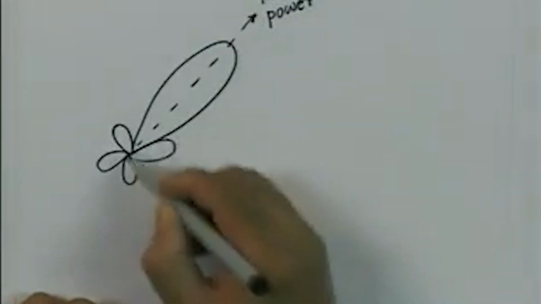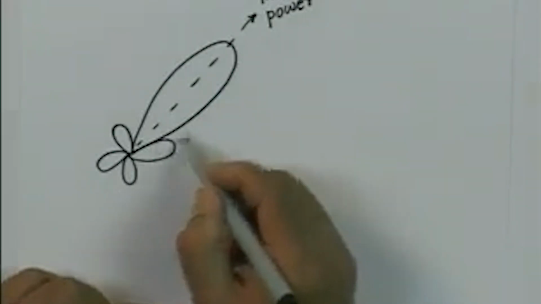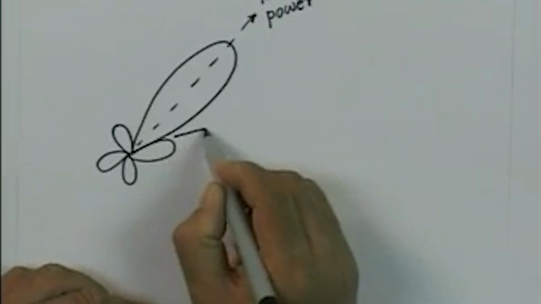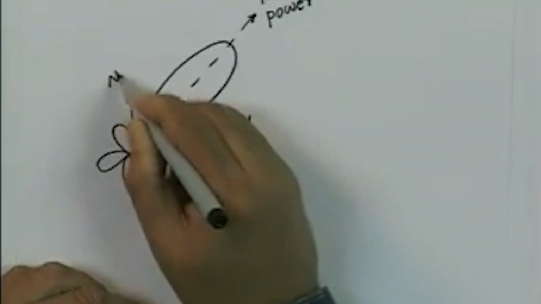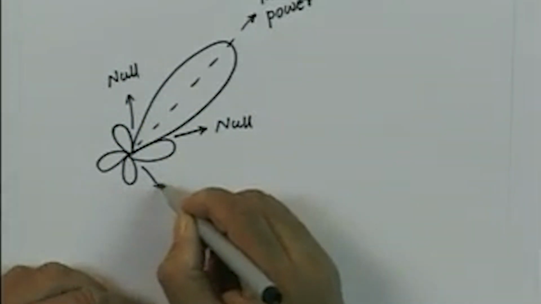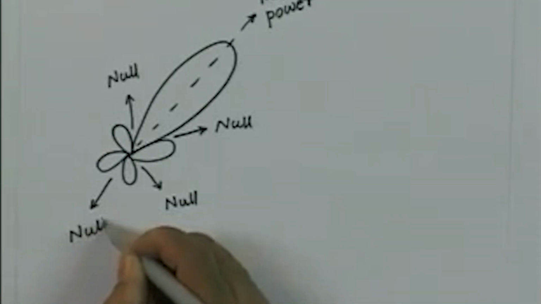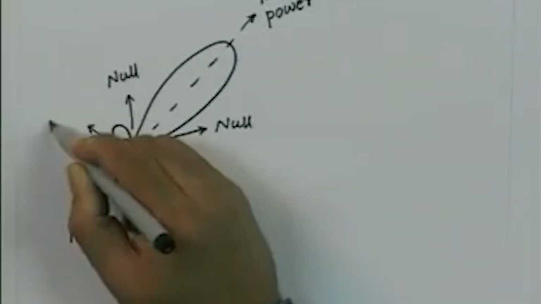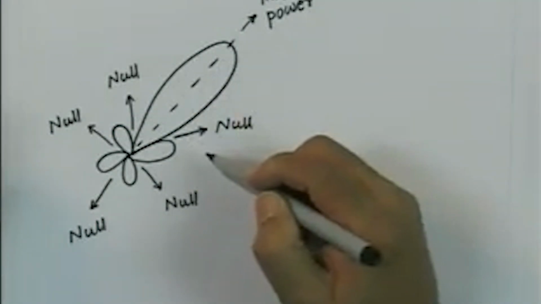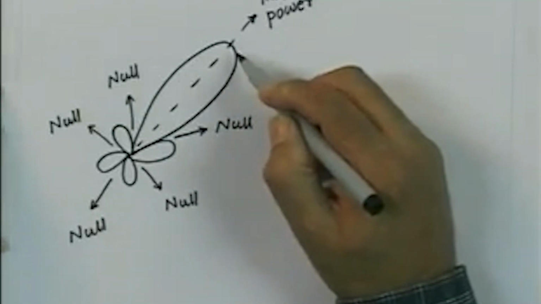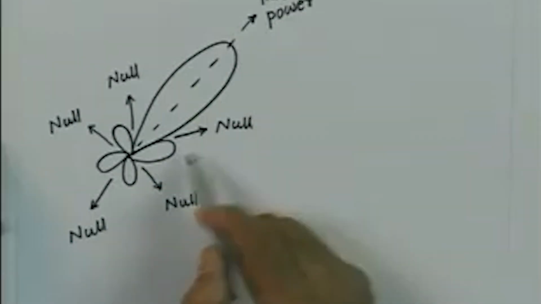Then there are these directions in which there is no electric field, so no power goes in these, and as we saw earlier for the dipole we call these directions the nulls. So we have a null here, we have a null here, we have a null here, here and here. So in this particular radiation pattern we have the direction in which maximum power goes, and then we have these 5 directions in which no power goes. The electric field is 0 in these directions.